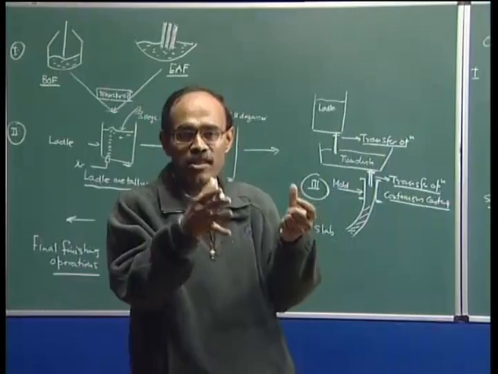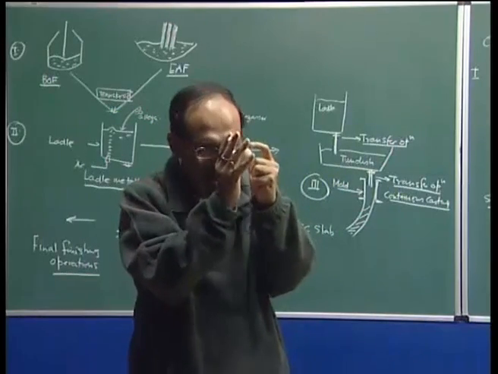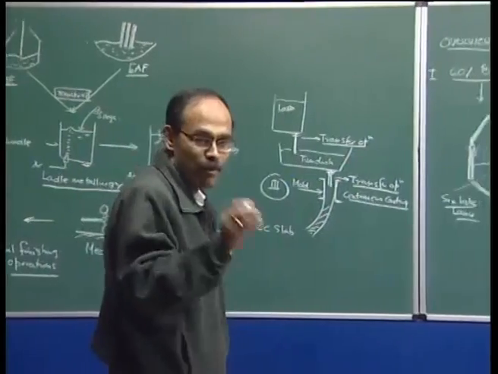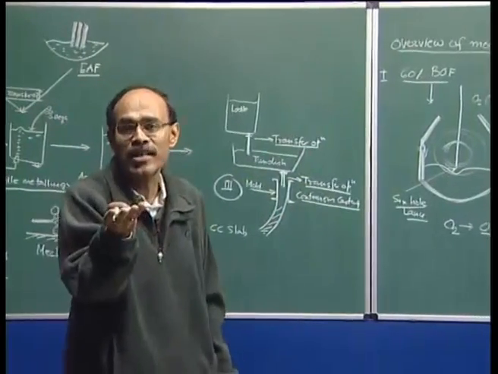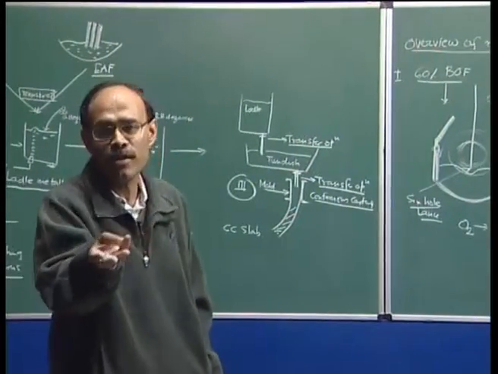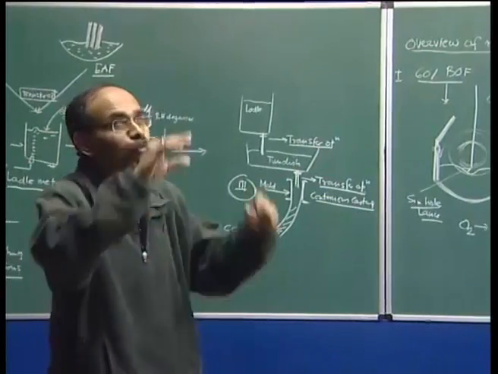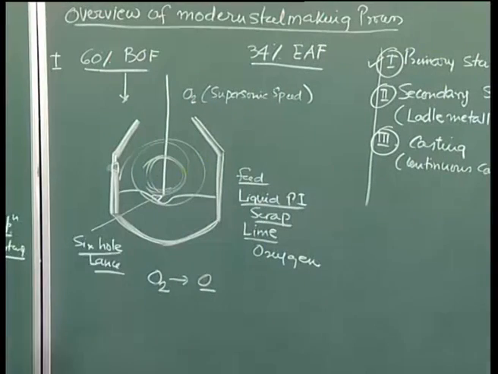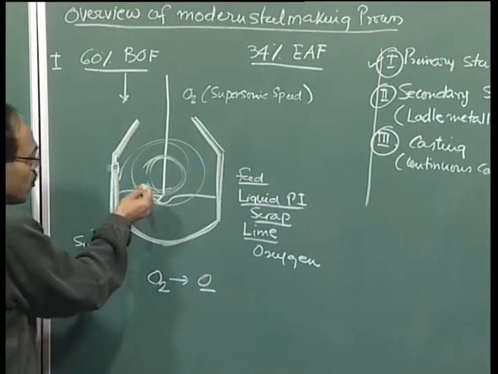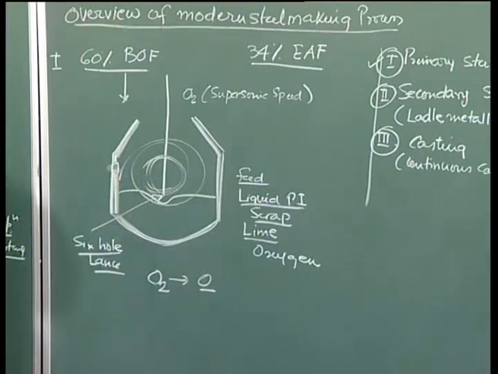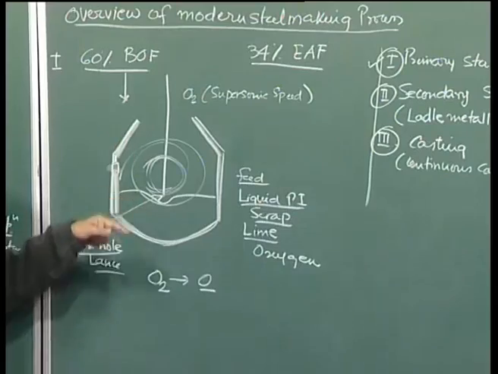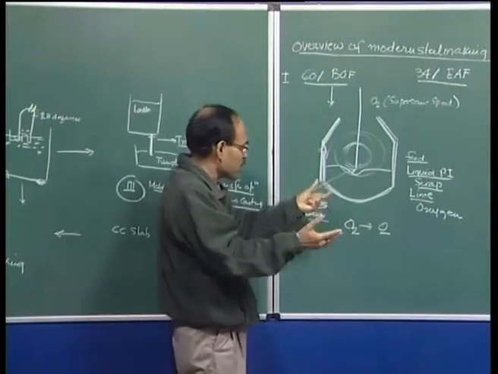Heterogeneous chemical reactions are mass transport controlled, so they depend on the interfacial area. So, the finer the droplets of metal created, the better, because where is the carbon sitting, where is the sulfur sitting, where is the phosphorus sitting? They are all in the metal. So, if you can create larger surface area, you will have a better possibility of expediting the chemical reaction. Therefore, when you inject oxygen at a supersonic speed, you create a large number of droplets, and those droplets produce larger surface area.